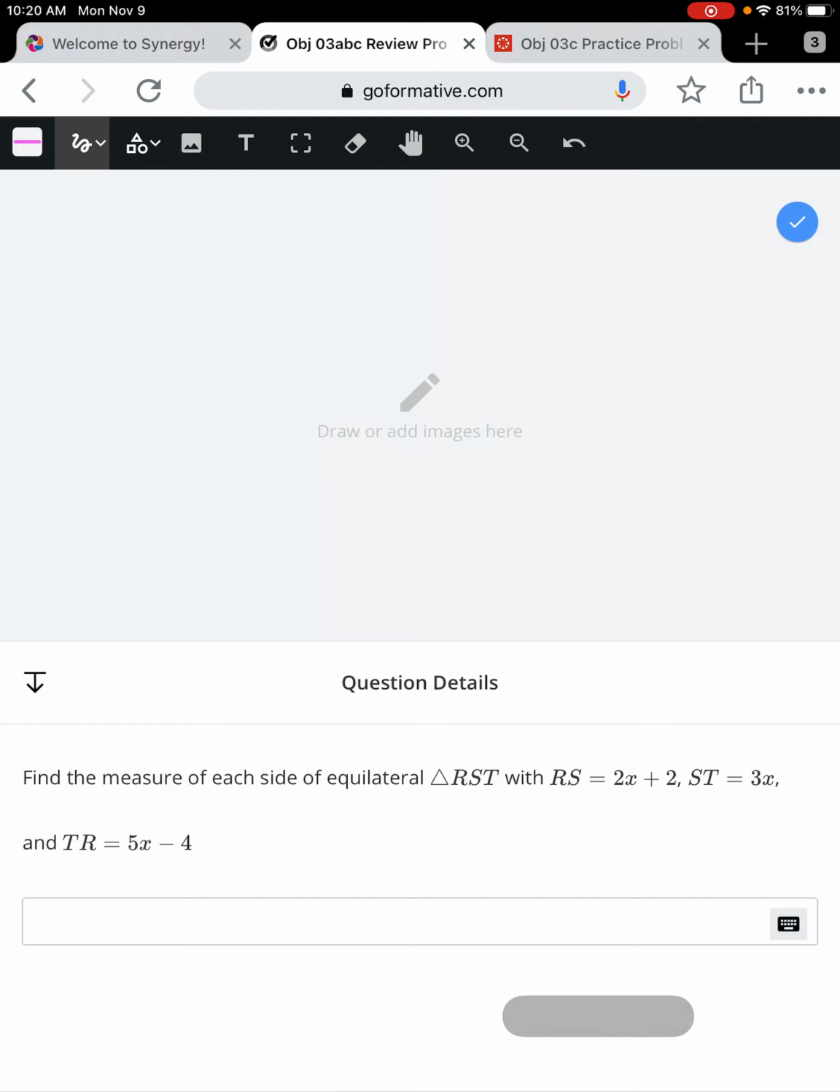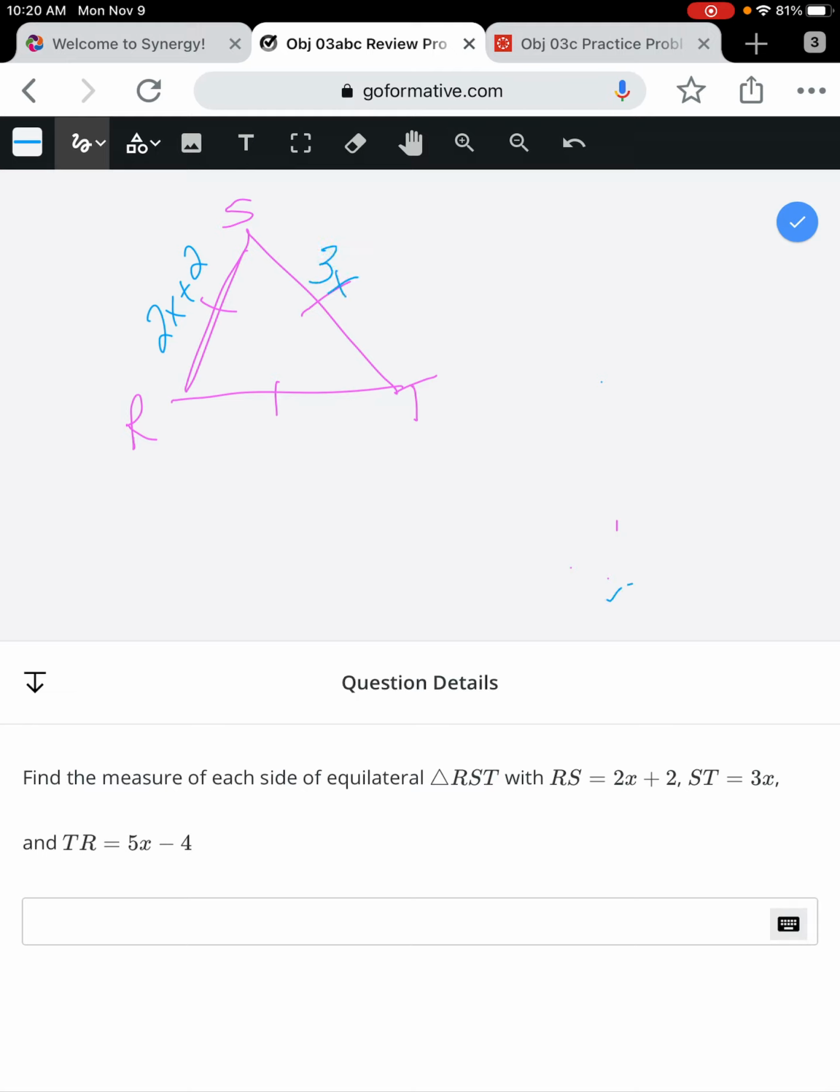Okay, number 2. This is find the measure of each side of an equilateral triangle. I'm a visual person. I'm just going to go RST. What do we know about equilateral triangles? All of the sides are the same. RS is 2x plus 2. ST is 3x. And TR is 5x minus 4. And so since you know all the sides are the same, you just set up an equation and solve.